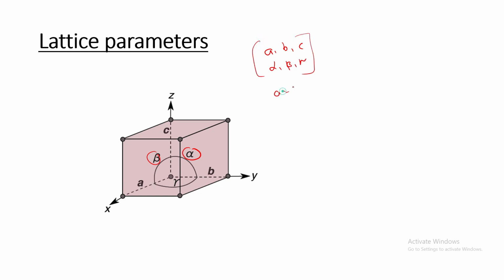Sometimes A can be equal to B equal to C, and alpha equal to beta equal to gamma equal to 90 degrees. This may not be the case always. You can have A equal to B not equal to C, and alpha equal to beta equal to 90 degrees, and gamma equal to 120 degrees. You can have many possibilities. By varying the lattice parameters, you can select different types of lattices.